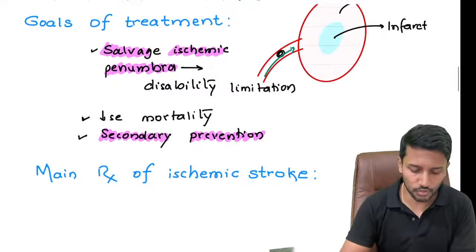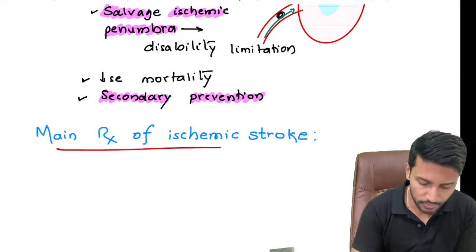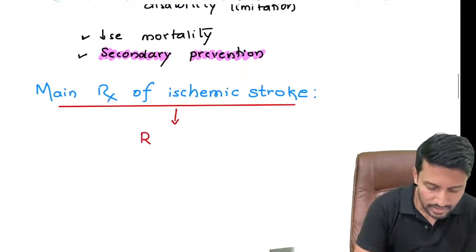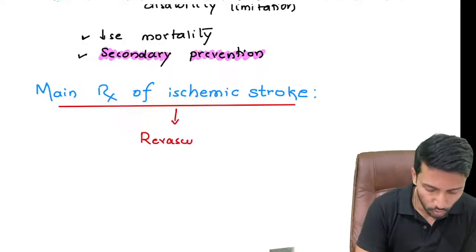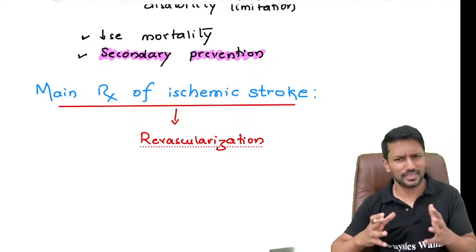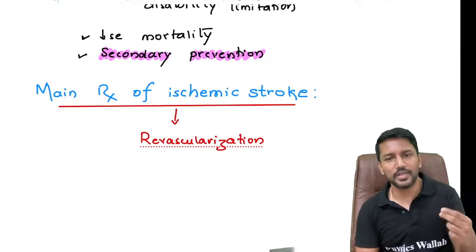So if anybody asks you what is the mainstay of treatment of ischemic stroke, the mainstay of treatment of ischemic stroke will be revascularization, or opening a blocked blood vessel. Same thing applies to myocardial infarction, right? When someone has an MI, how do we treat?